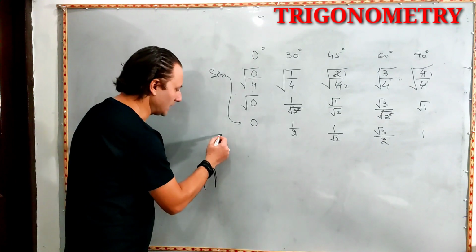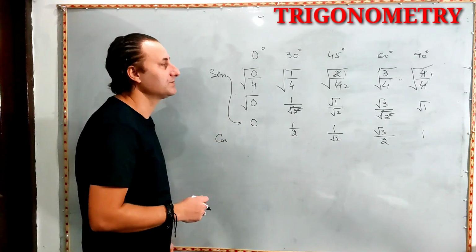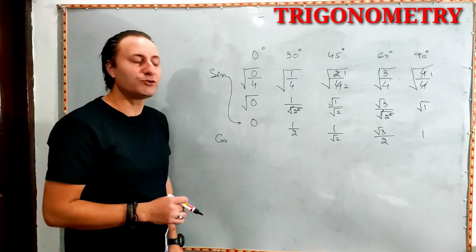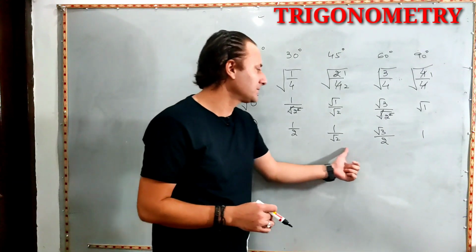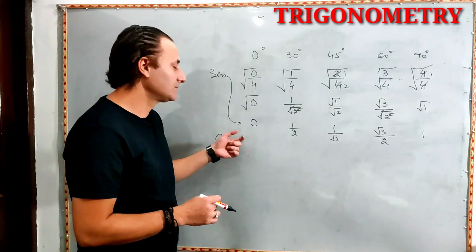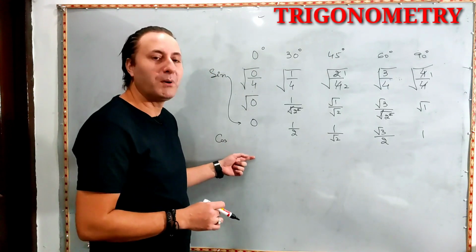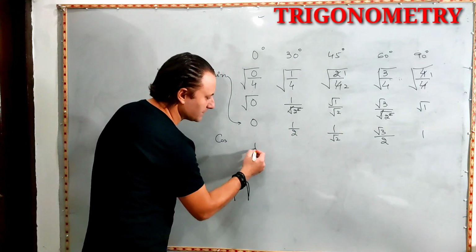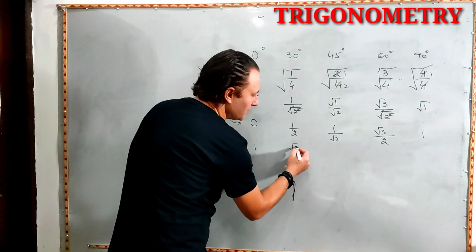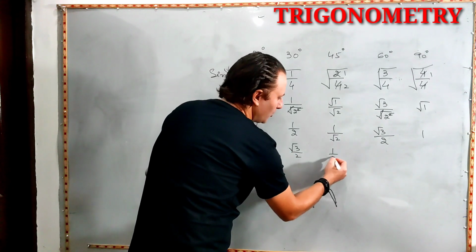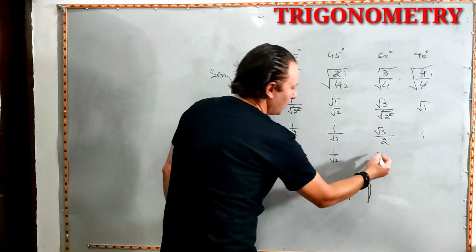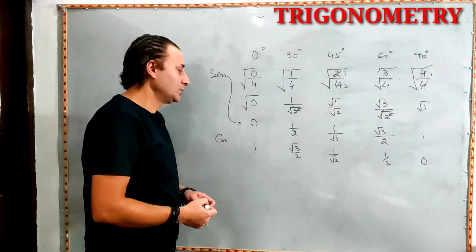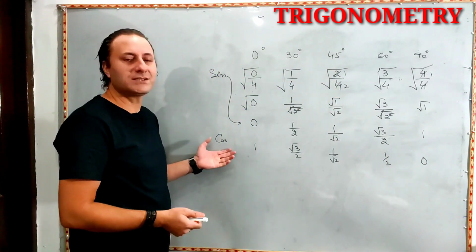What about cos theta? Do we have to follow the same procedure again, everything again? No. The simple thing you need to remember is whatever you have written here in the last line, the same line will be written here but in the reverse format. So the last one will be written first. So 1, then I have root 3 upon 2, then I have 1 upon root 2, and then I have 1 upon 2, and then at last I have 0. Okay, so this is very simple.